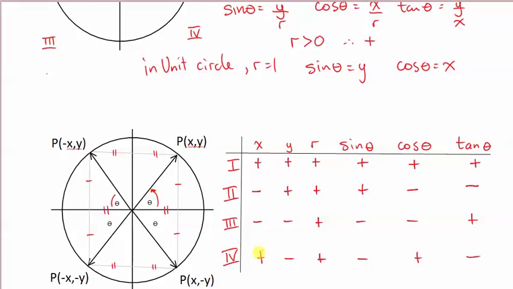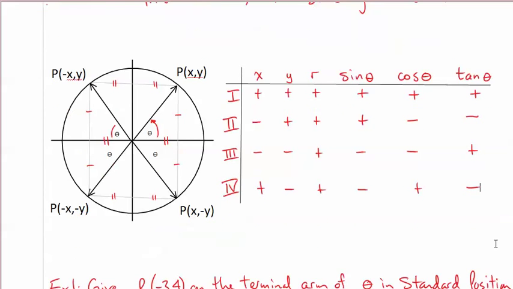In quadrant 4, the signs across the chart alternate. x is now positive while y is negative. r is always positive, sine negative, cos positive, and tan negative. Now, sometimes people refer to this as the CAST rule. It's just a way to keep track of signs.